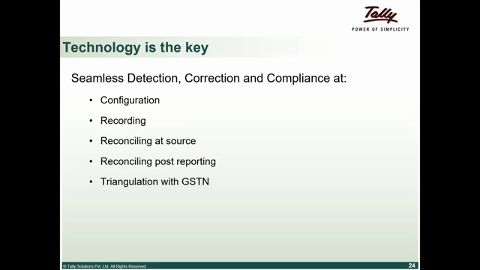Then the triangulation with the GSTN is basically the electronic cash ledger and the electronic credit ledger. We'll have to make sure that my values match. This is like the bank reconciliation that I'm doing, right? Currently I have my bank account in my books of account and my banker has my account in his books of account, right? So we have this bank reconciliation in Tally.